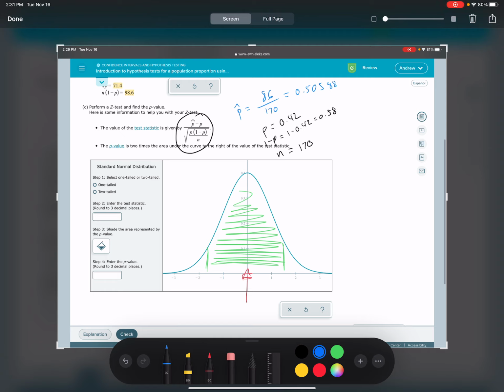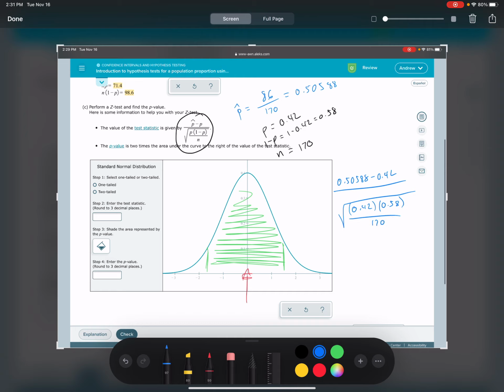Again, the idea here is the website said it was 42%. We did a sample and got 50%. So is that far enough away to say that if we did go ask everybody, the newspaper's wrong about their 42%? So now let's plug that in. So we get 0.50588 minus 0.42 divided by the square root of P times 1 minus P divided by N.